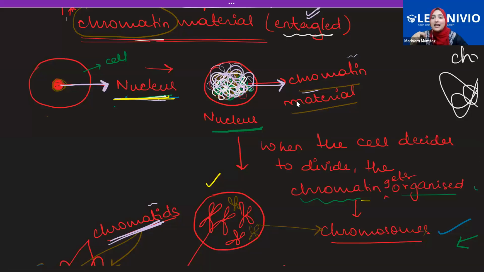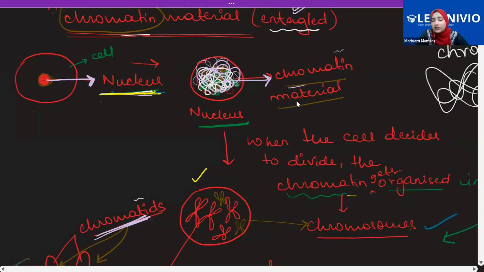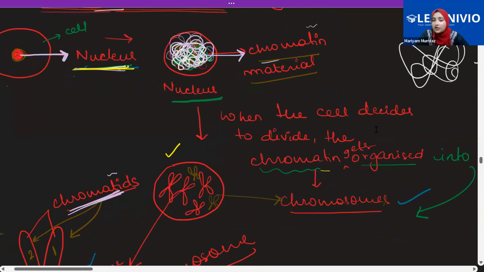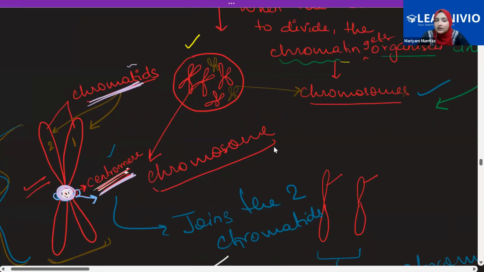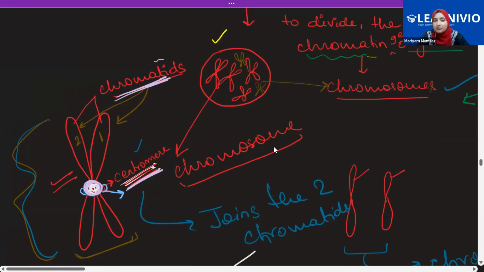Now as soon as the cell starts to divide or decides to divide, this tangled stuff, the DNA, will start getting organized. It will start getting untangled and it will get organized into the structure called the chromosome. And we have already read about the chromosome, that it is a rod shaped structure, right? Yes. Now remember that one chromosome is made up of two chromatids.